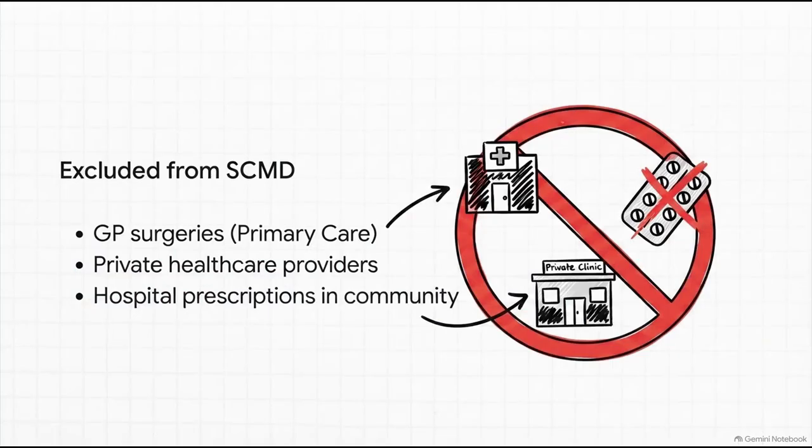Right, so just as important as knowing what's in the dataset is knowing what is completely excluded from it. The boundaries here are very strict. The SCMD dataset does not include medicines prescribed in primary care, so no GP surgeries. It entirely excludes private healthcare providers, and, really importantly, it excludes NHS prescriptions that are supplied by hospitals but actually dispensed out in community pharmacies. If your analysis relies on those areas, you're definitely looking in the wrong dataset.